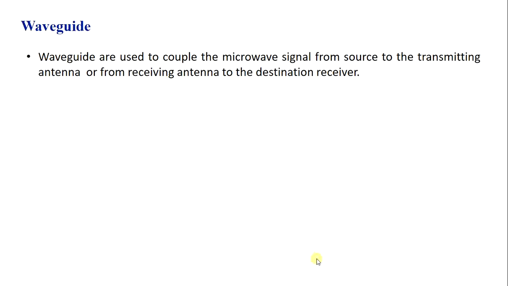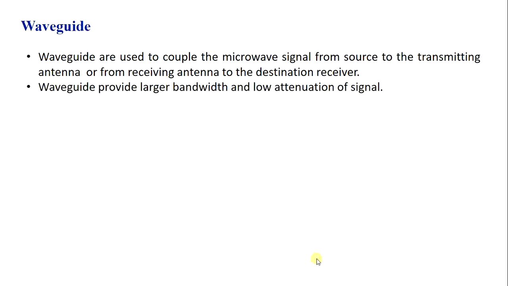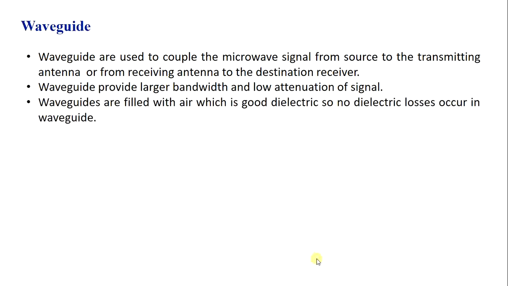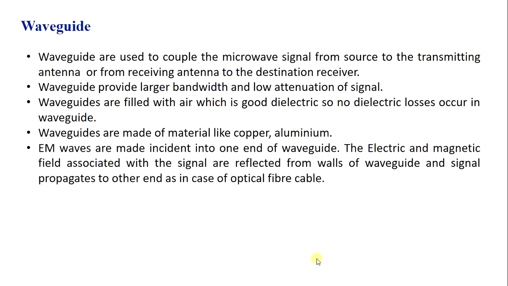So waveguides are used to couple the microwave signals from the source to the transmitting antenna, or from the receiving antenna to the destination receiver. Waveguides provide larger bandwidth and low attenuation of signal, and these waveguides are filled with air, which is a good dielectric, so no dielectric losses occur inside a waveguide as compared to the coaxial line. Waveguides are made of materials like copper and aluminium.